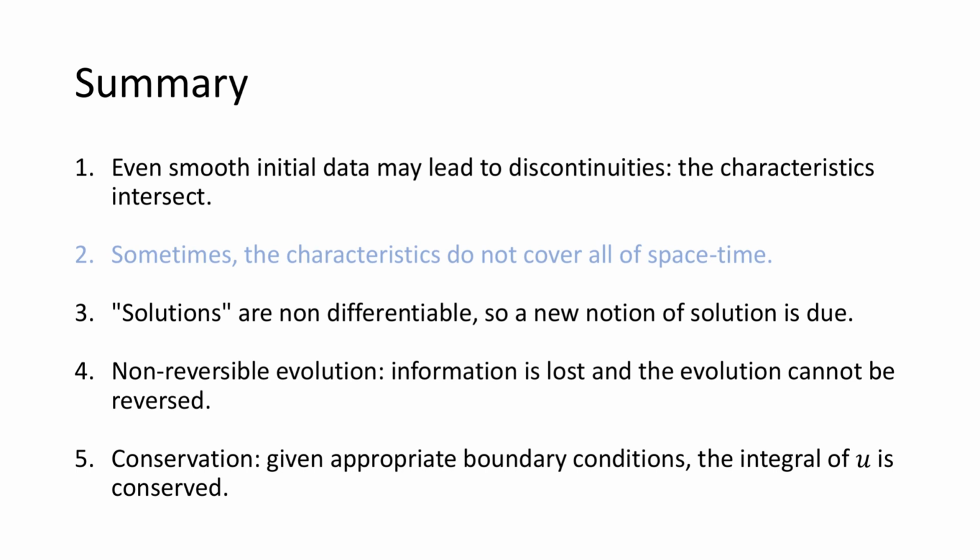And we have also seen that the evolution of the characteristics is not time reversible. Over time, information is lost. In particular, the time evolution cannot be reversed. But we've also encountered already one conserved quantity. And that is also quite characteristic for conservation laws. Given appropriate boundary conditions, we can see, for example, that the integral of u is conserved. And similar phenomena can also be proved for other conservation laws and systems of conservation laws.